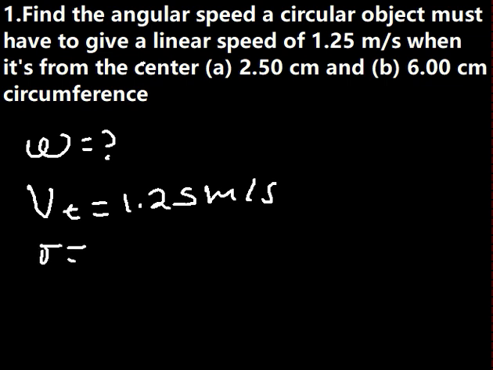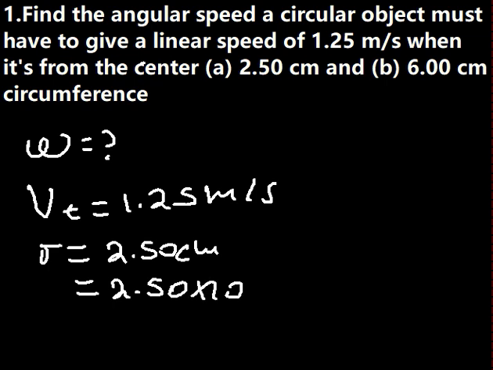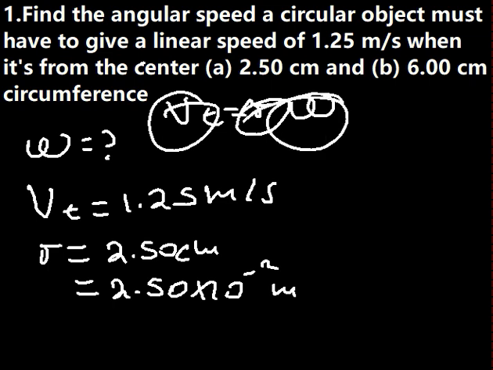We have been given the radius, because 2.50 centimeter from the center means that's the radius. The radius has to be in meters, so we have 2.5 times 10 to the power negative 2 meters. So that is the radius. What is the angular velocity? The relationship says that the tangential speed is equal to the radius times the angular velocity. So with this and this, we can get the angular velocity.